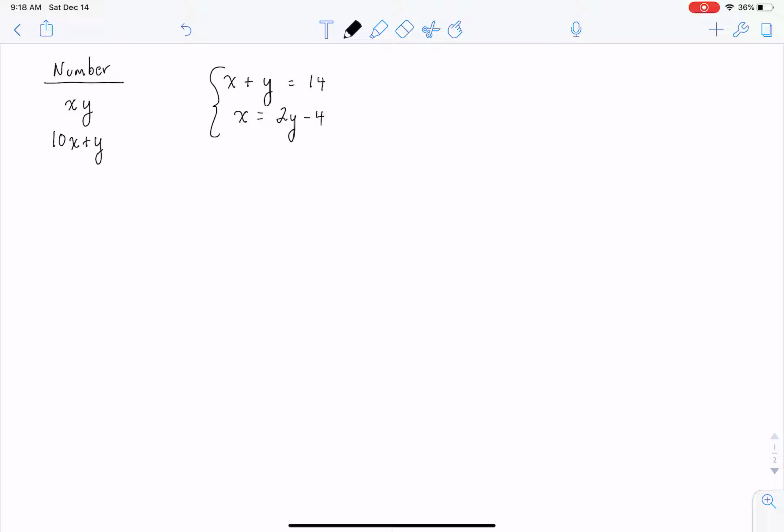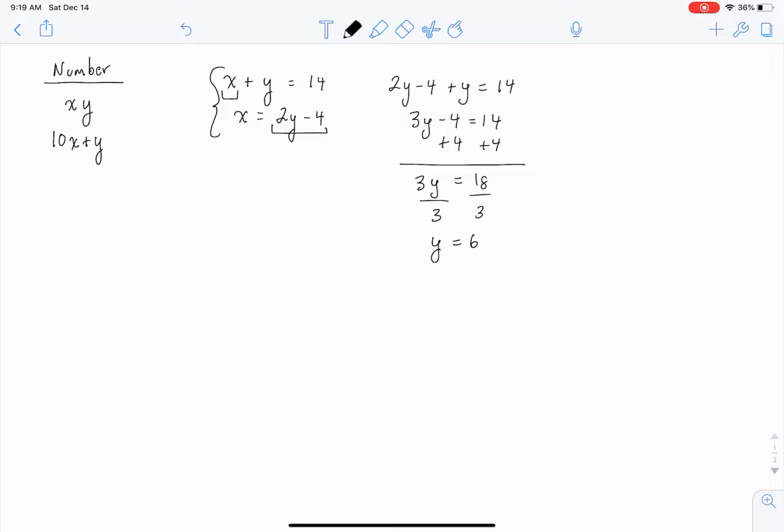Now this one is kind of set up pretty nicely for substitution. So I'm going to take the 2y minus 4, and I'm going to substitute that right up there for the x. So the x becomes the 2y minus 4. Then I have plus y equals 14. So 2y and y is 3y minus 4 equals 14. We add 4 to both sides, and we get 3y equals 18. We divide by 3, and we get y equals 6.